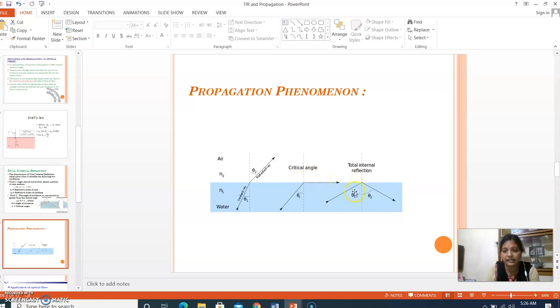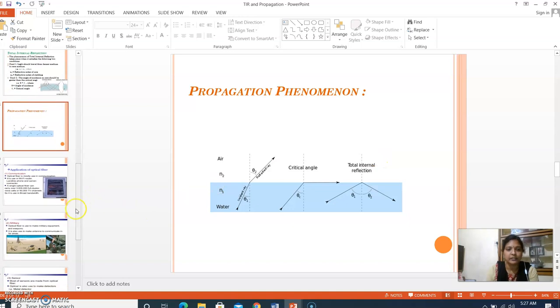Now the definition of total internal reflection: when a ray is going from a denser medium to a rarer medium and the angle of incidence is more than the critical angle, the ray is reflected, and it is called total internal reflection. So whatever light is given is totally reflected back into the same medium. That is why this principle of total internal reflection is used. So these are the principles of an optical fiber.